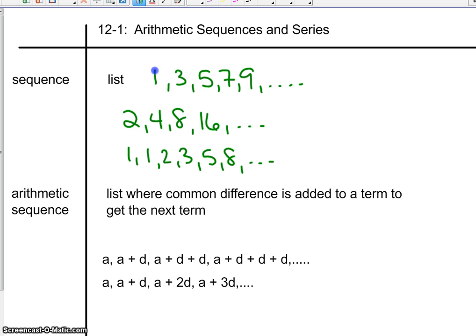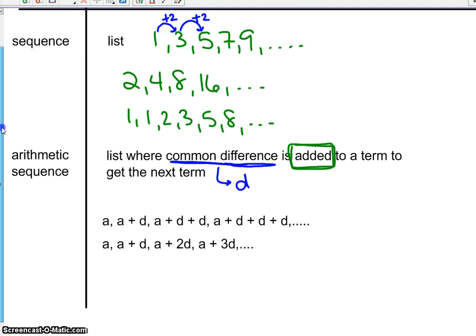So when we talk about arithmetic, what's going on is we're adding a value every time to the list. So that would be this first example up here. What I did to go from 1 to 3 was I added 2. Added 2 more to go from 3 to 5, so on and so forth. And what we're going to call this is a common difference. And we're going to use the variable d to represent that common difference.